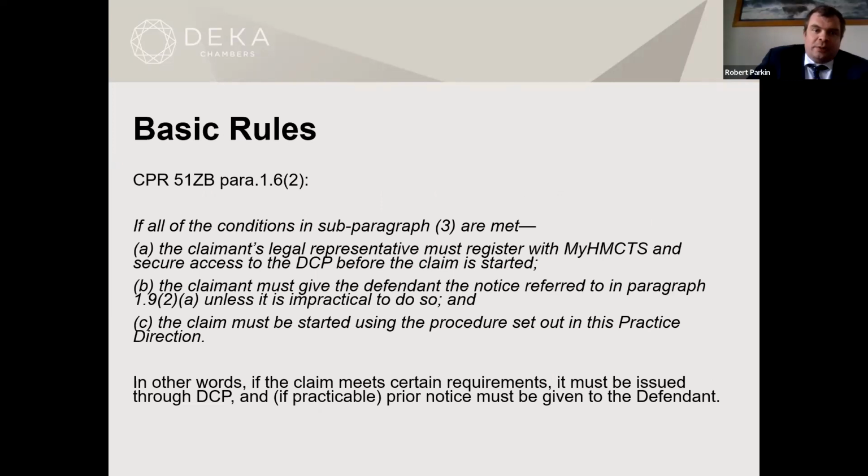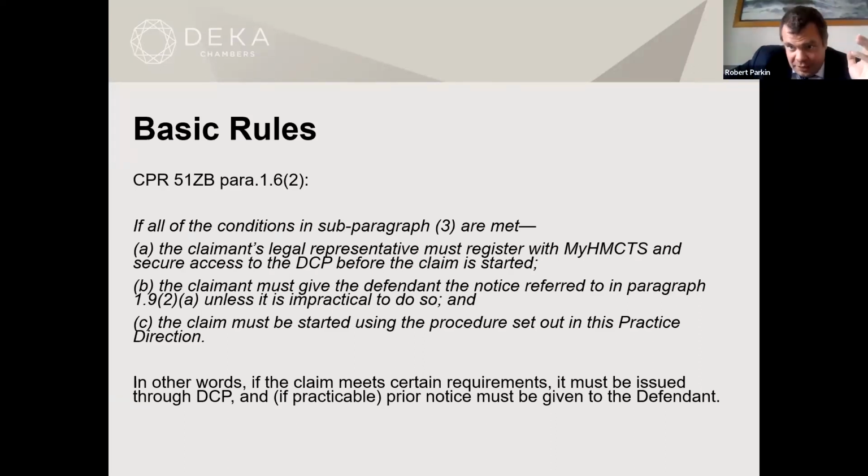So, what are we talking about? CPR 51ZB paragraph 1.62. If all of the conditions in subparagraph 3 are met, which we will come to, the claimant's legal representative must register and secure access to the DCP system before the claim is started. The claimant must give the defendant notice, referred to in paragraph 1.9, which we'll come to, unless it's impractical to do so. The claim must be started using the procedure set out in this practice direction.